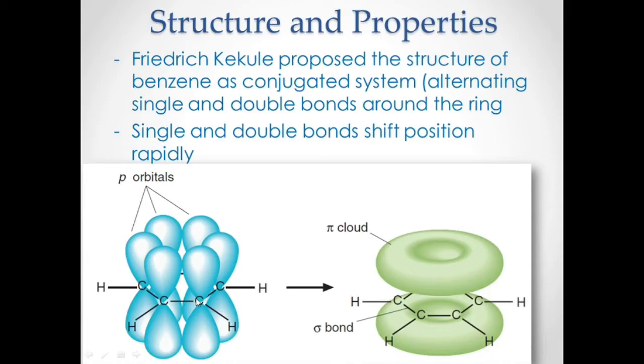Why is it stable? Because of its resonance hybrid, because of the delocalization of electrons, and also the formation of the sideways overlapping of p orbitals and the formation of a pi cloud. Okay, so that's it.